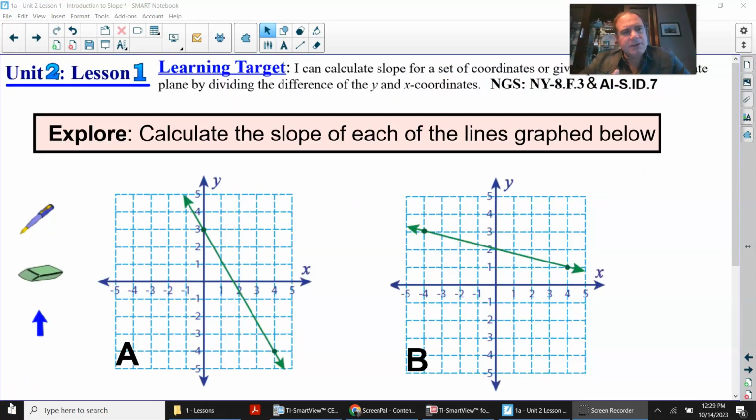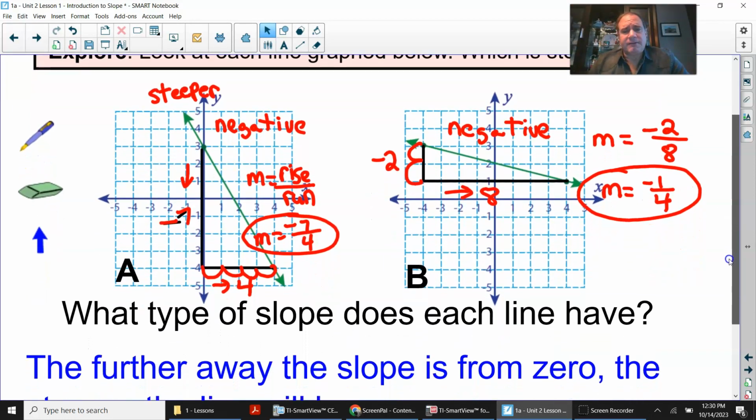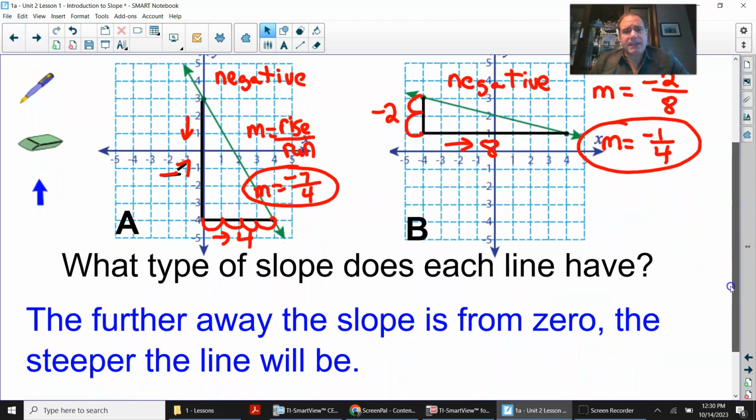On the next page, go ahead. Both of these have negative slopes. We'll come back and we'll take a look at the answers and we'll make that connection again. You can press pause now. Okay, so that first one again has a -7/4, and the second one has a -1/4.